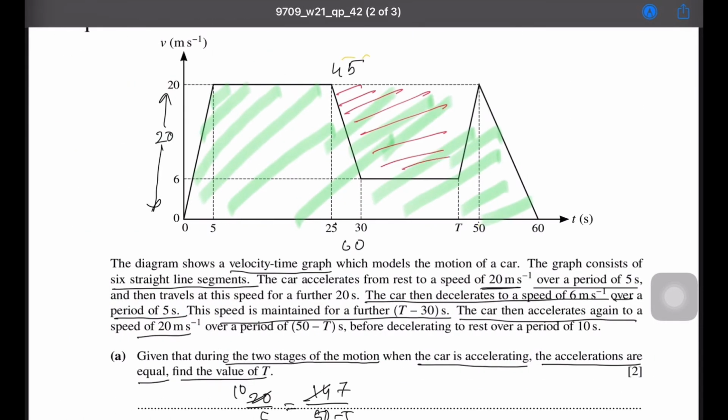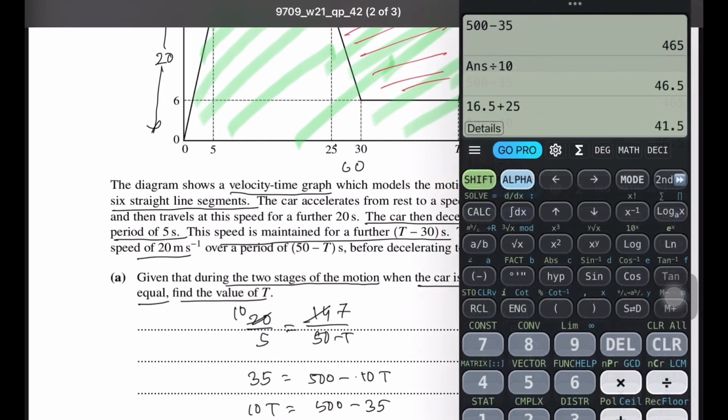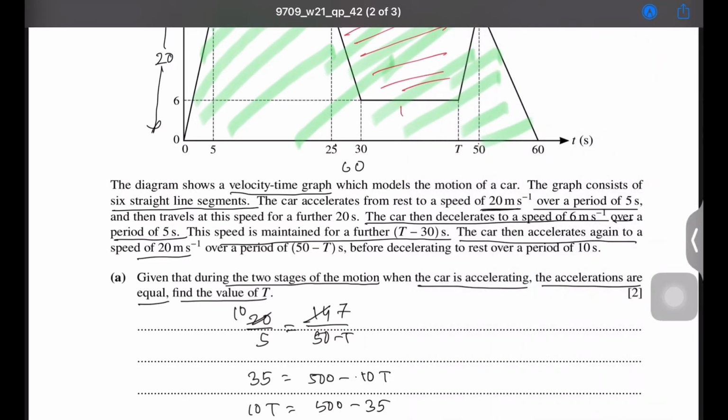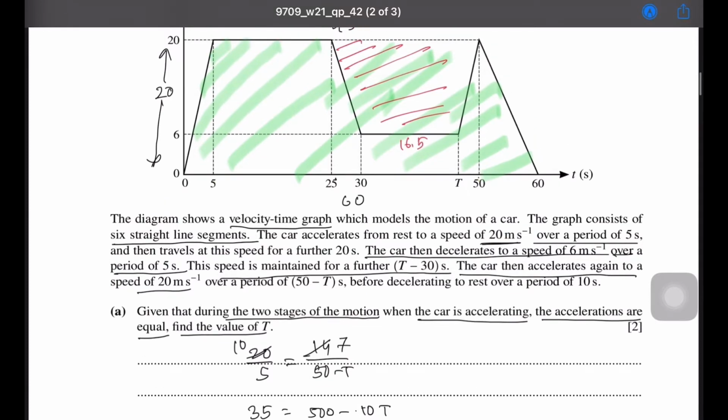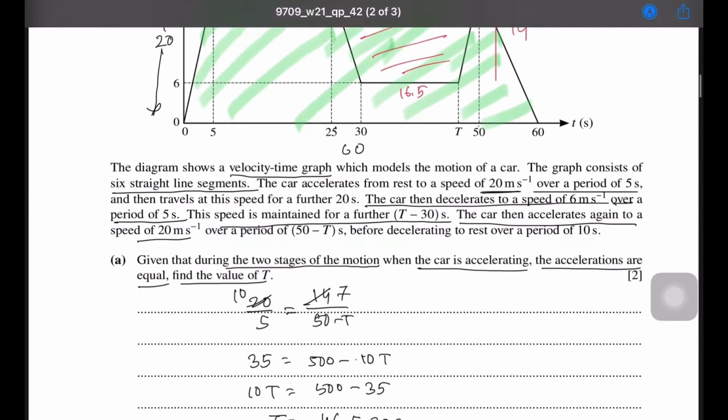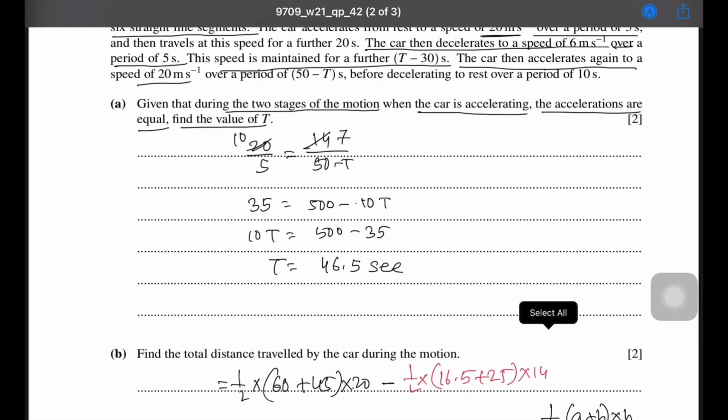We need to subtract it. This is t minus 30, 46.5 minus 30, it is 16.5, and then 50 minus 25. So this part is 25 and the distance between this is 20 minus 6, that is 14. So 16.5 plus 25 into 14. Total area, distance of the car.